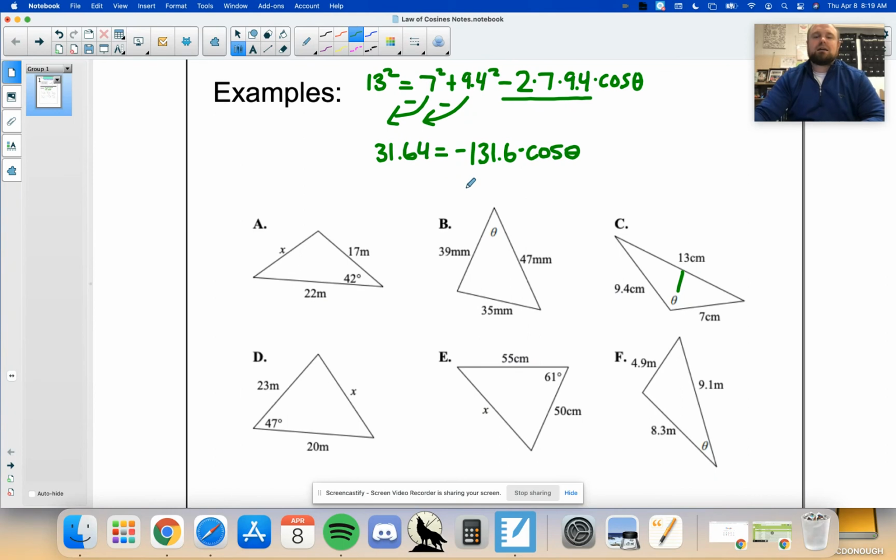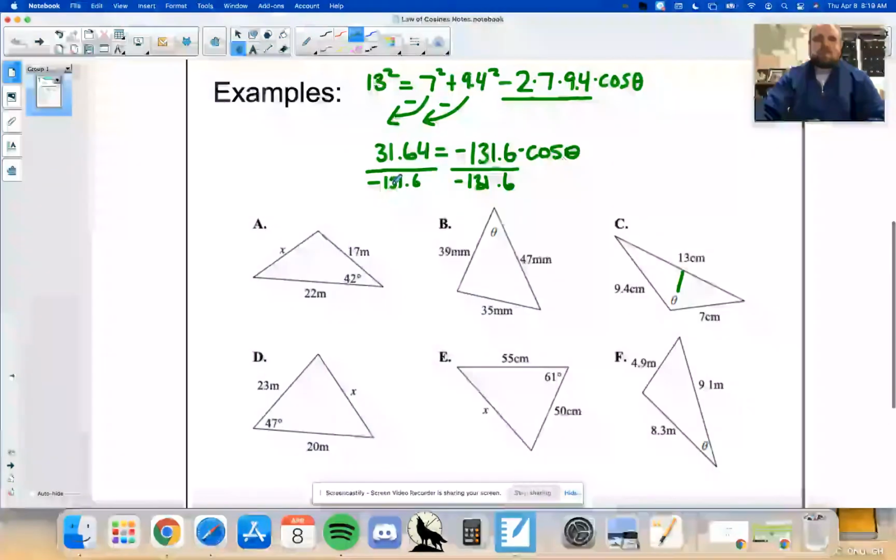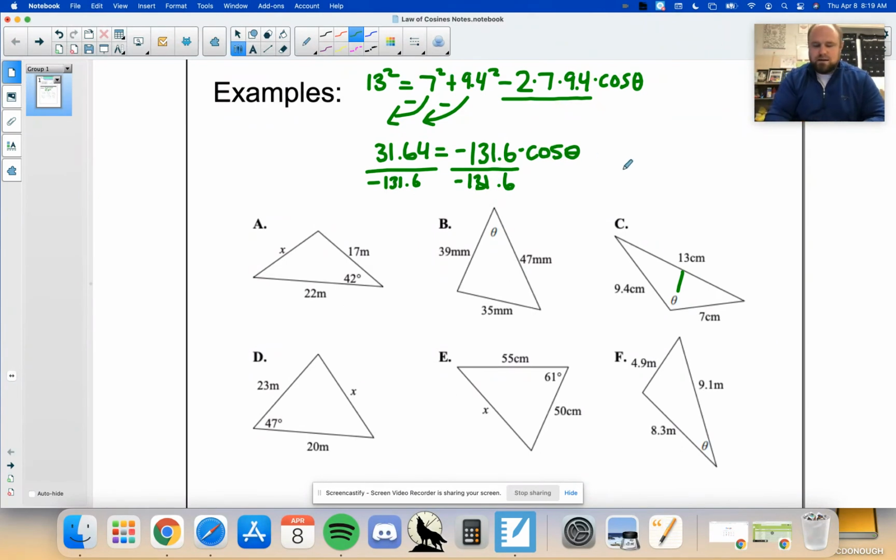Okay. The next thing I need to do is get cosine of theta by itself. It is connected by multiplication. The inverse of multiplication is division. So I'm going to divide both sides by negative 131.6. Okay, so that side gets divided. This side also gets divided by negative 131.6. So a positive divided by a negative is a negative. So this is going to be a negative number.